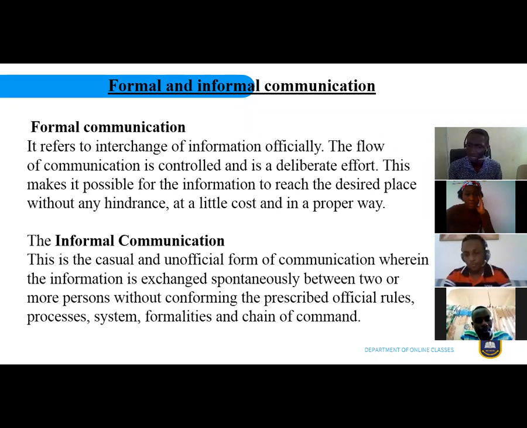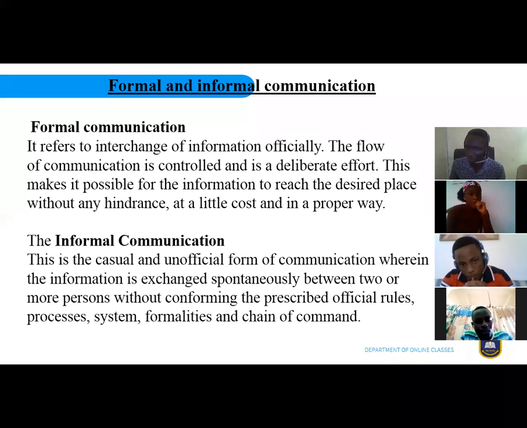It must get to your class advisor. It must get to whoever. So by the time your issue is able to get to the administrator, you would have gone through a laid down rule. So communication that involves following and obeying some rules means that there's a step-by-step approach.